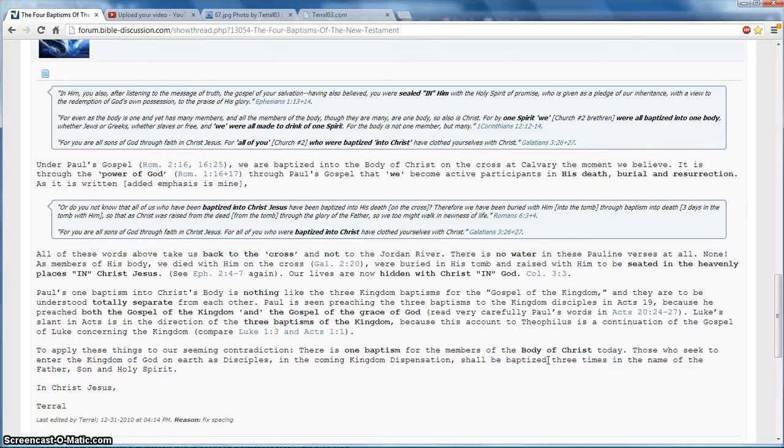Remember, Peter, John, and James are members of the Kingdom Bride. They follow Christ around wherever he goes. Not us. We're the body of Christ. We are in him already. We're not going to a marriage supper of the Lamb. We do not have names in the Lamb's Book of Life.